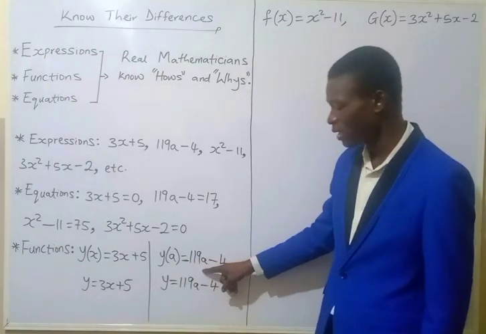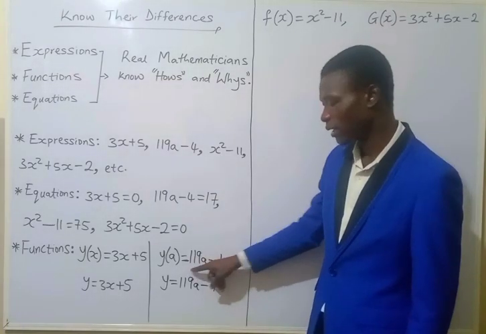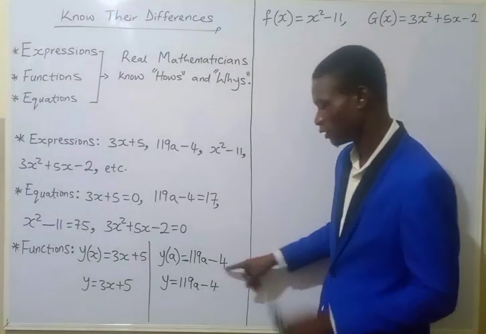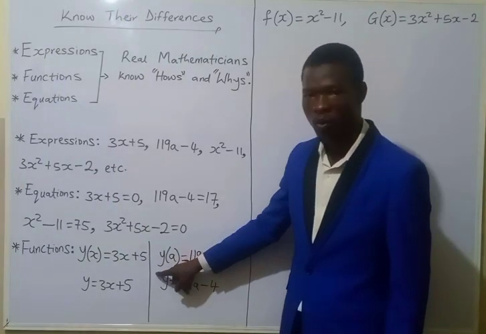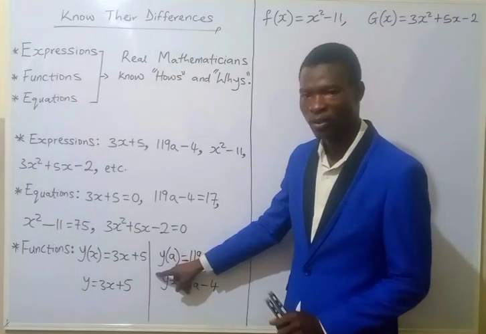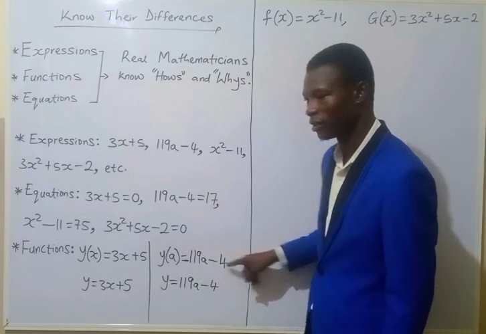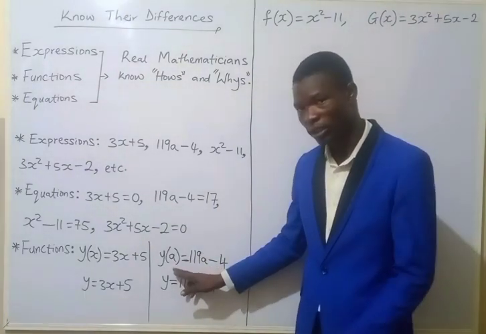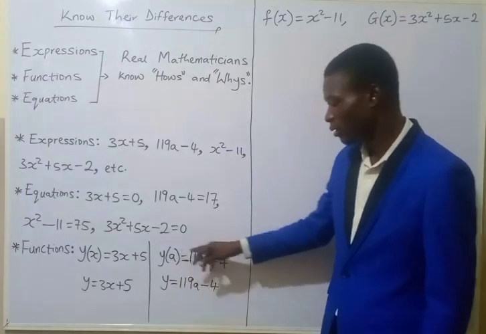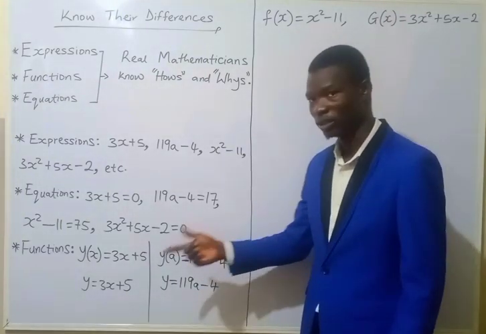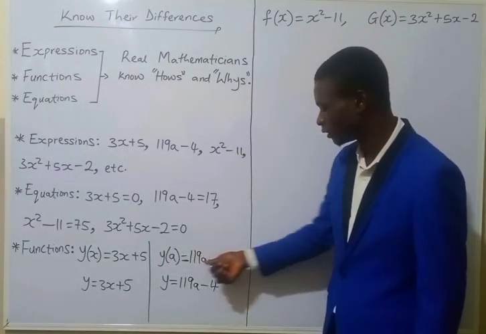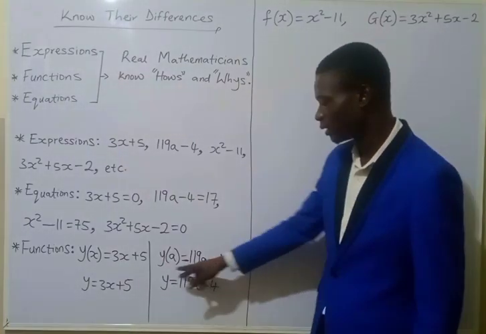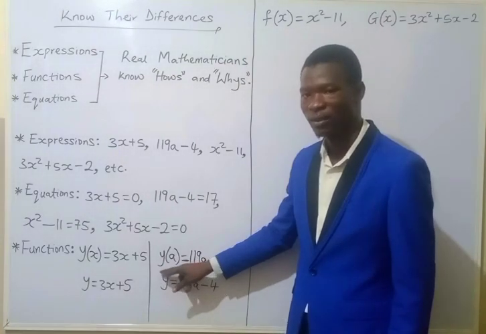For example, if a is going to be 1, 119 times 1 is 119. 119 minus 4 is going to give you 115. So when a is equal to 1, y will be equal to 115. That's y of 1 is 115. And if you put 3 in the place of a, that's going to be 3 multiplied by 119. I think that should give us 357. 357 minus 4 is going to give us 353. So when a is equal to 3, y is going to be equal to 353.